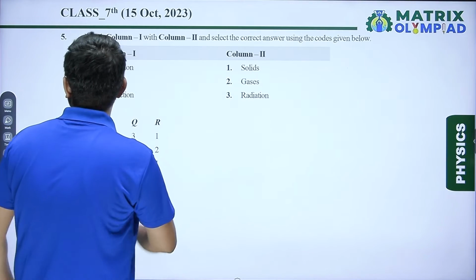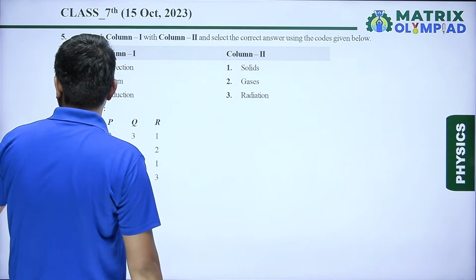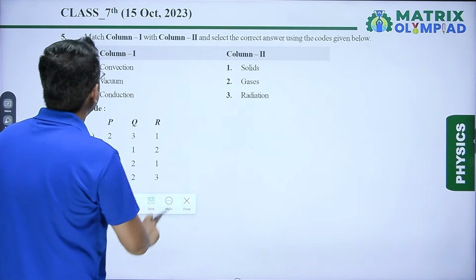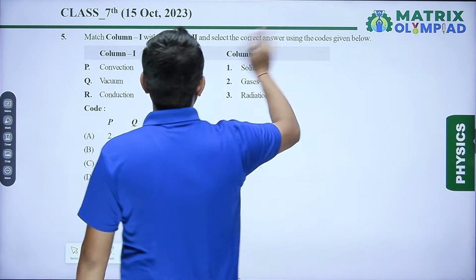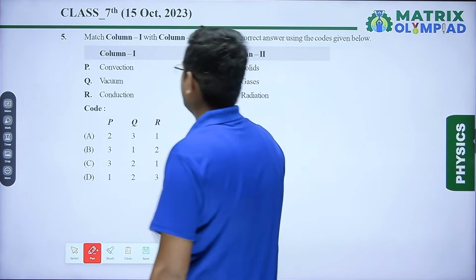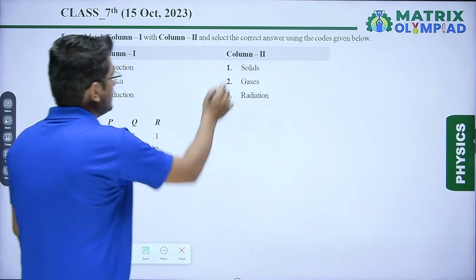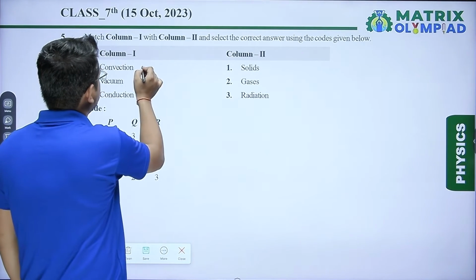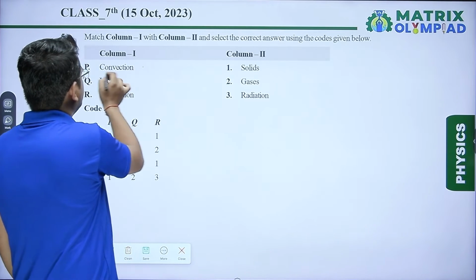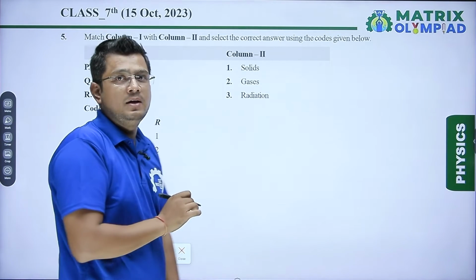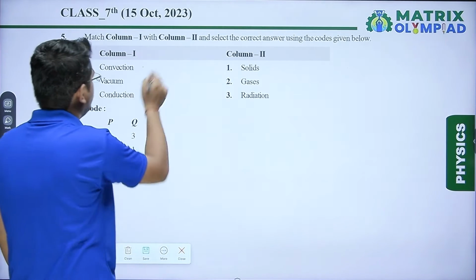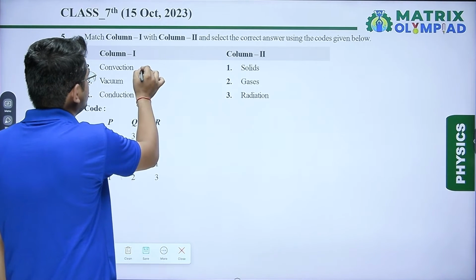Next question, question number 5. In question number 5, we have to match column 1 with column 2. So we know that convection is related to gases, because the mode of heat transfer known as convection is possible in fluids, and gases are fluids. So for convection it is 2.